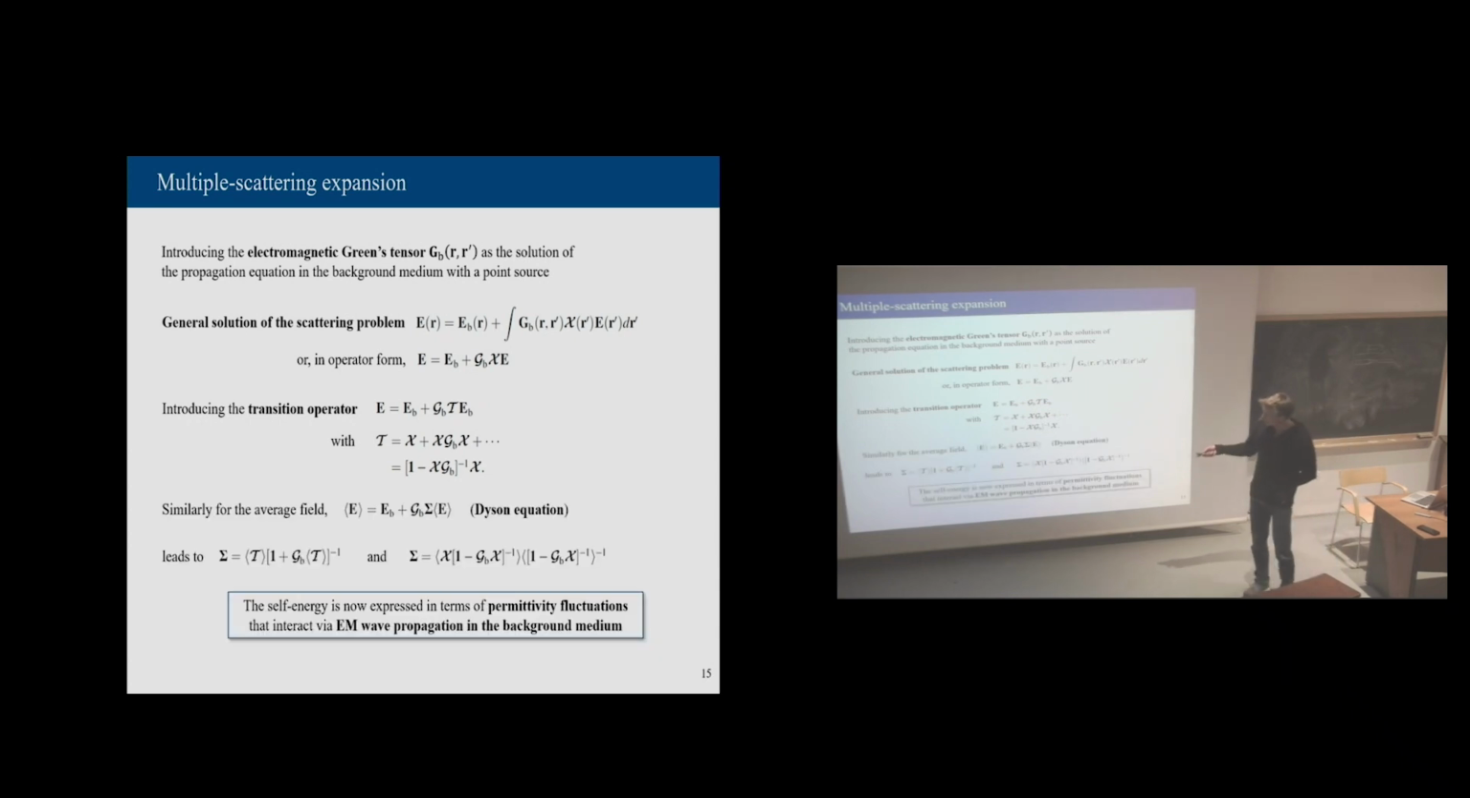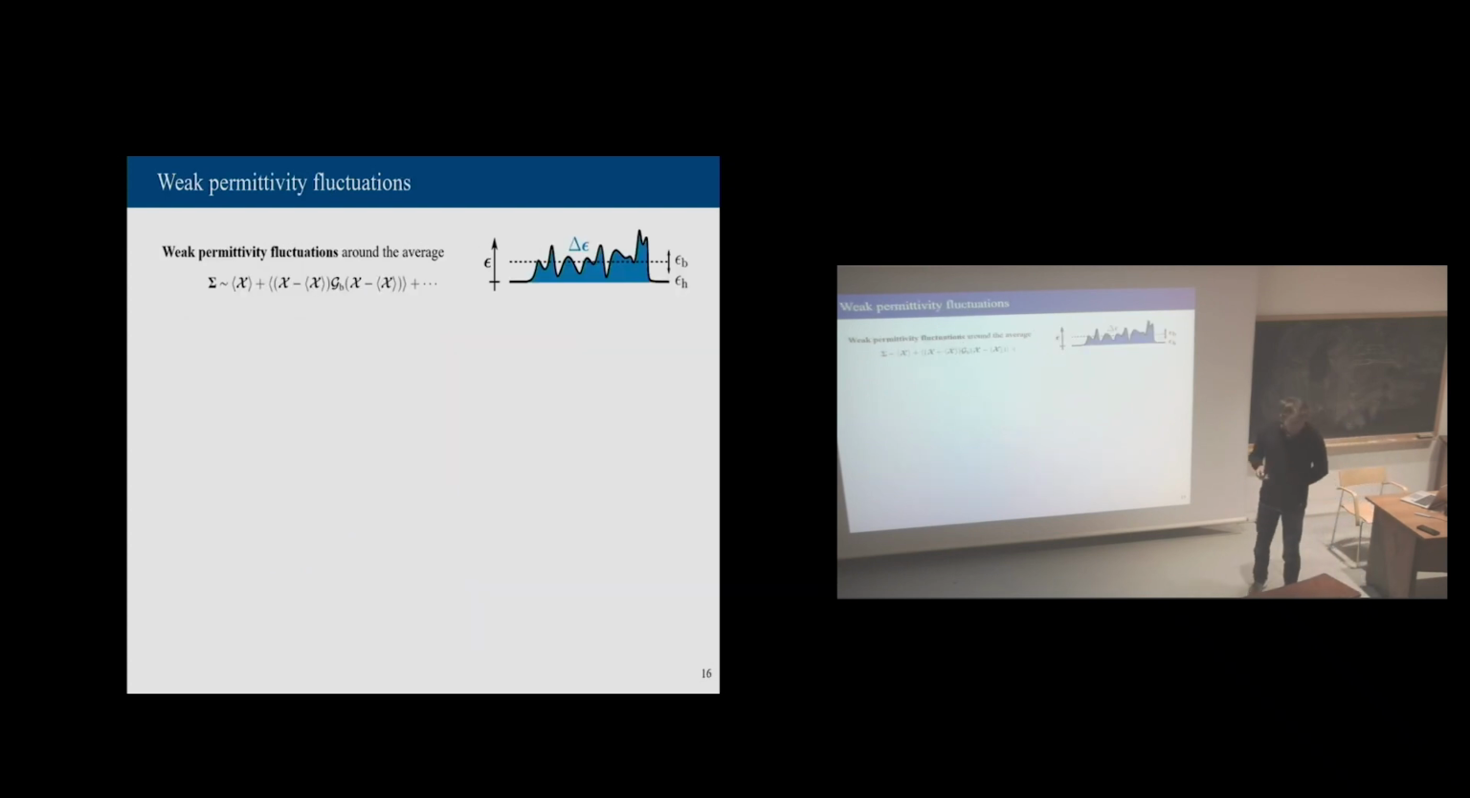If you do similarly for the average field, of course you get an expression that is known as the Dyson equation, where you have the self-energy there. And by exploiting those different formulas, you can express the self-energy in terms of the average of the transition operator, or if you express the transition operator in terms of the scattering potential. So the self-energy in this expression is expressed in terms of the permittivity fluctuations that interact together via the Green's function in your system, in the background medium. That's very classical. Now let's try to get some solutions and to find the impact of correlation.